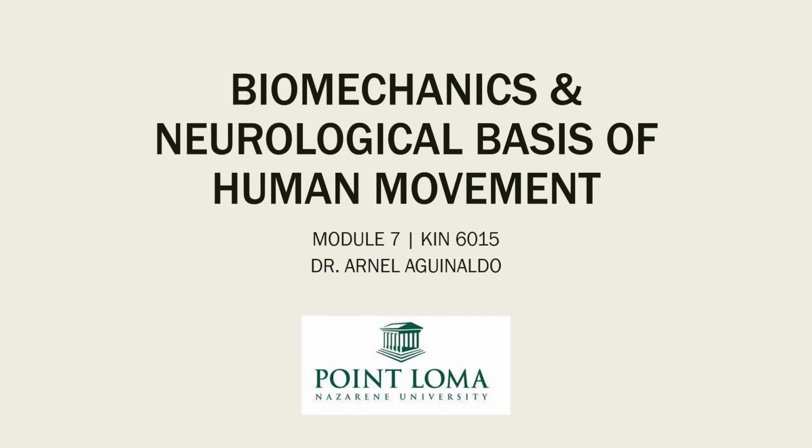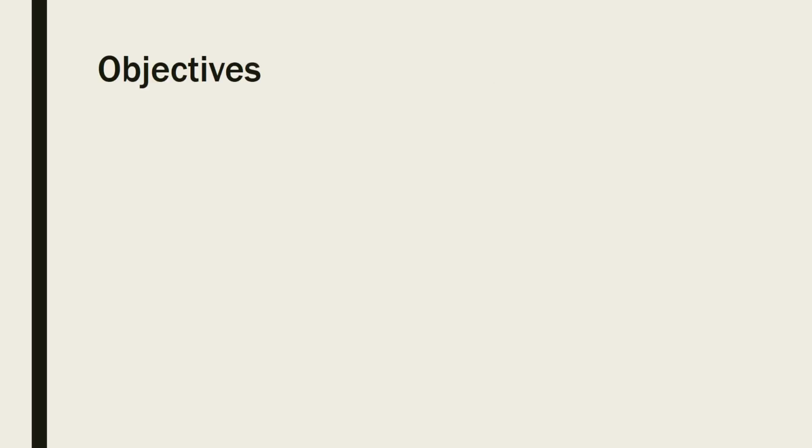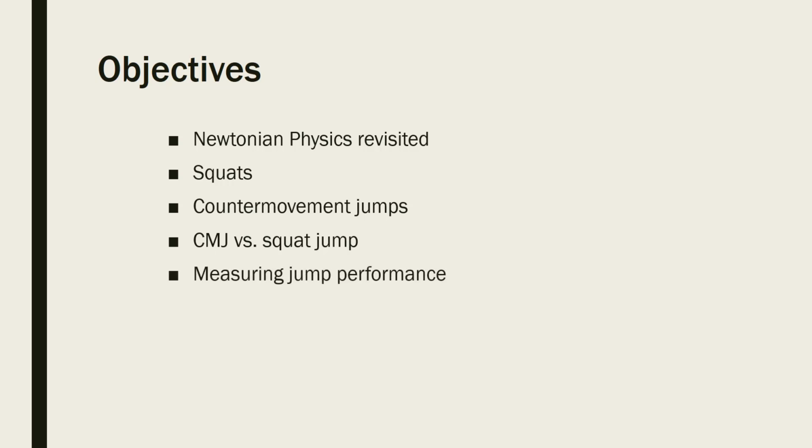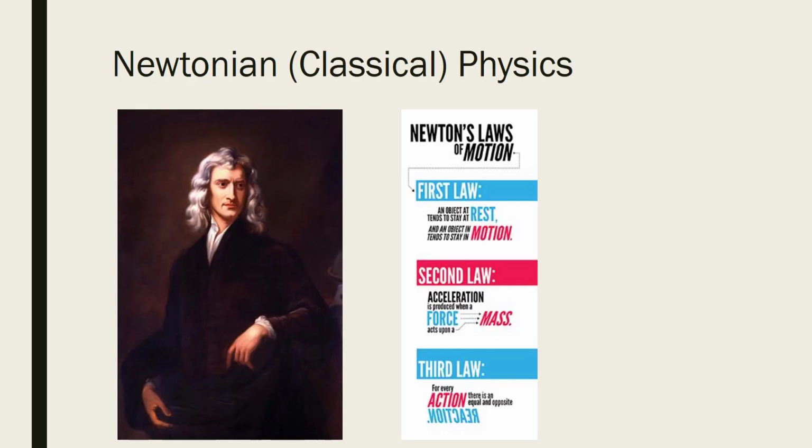Hi, this is Dr. A from Biomechanics of Movement, 6015, Module 7, looking at the kinematics and kinetics of jumping. In this brief lecture, we'll do a little bit of review of Newtonian physics, looking at Newton's first, second, and third law in the context of a squat and a counter-movement jump. We're going to compare the mechanics of a CMJ and an SJ, or squat jump, discuss some of the ways that we measure jump performance, and wrap things up with a description of Lab 6.